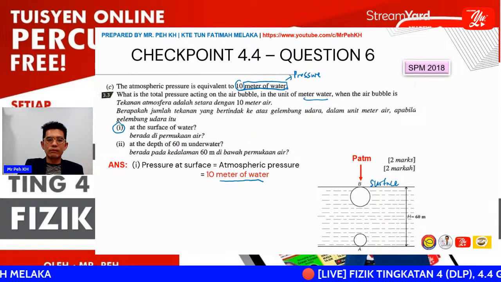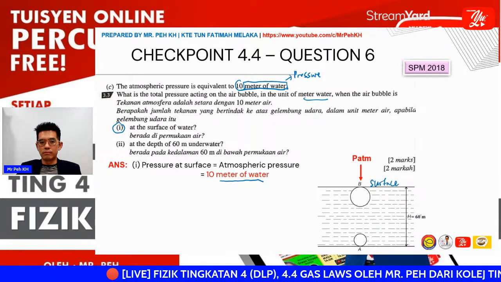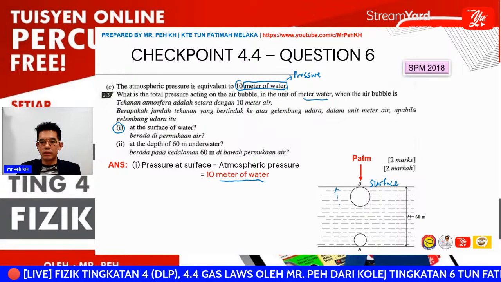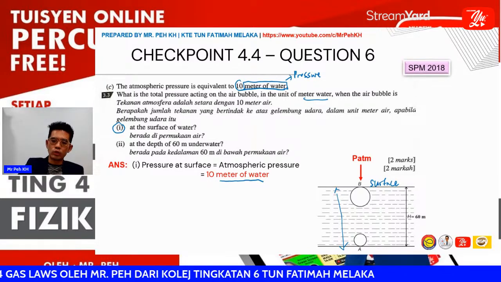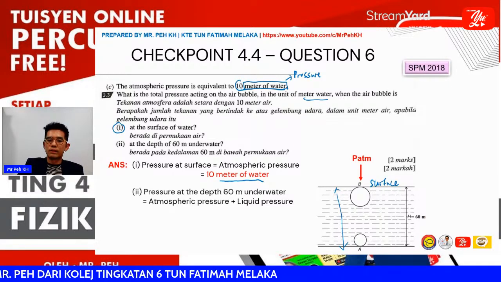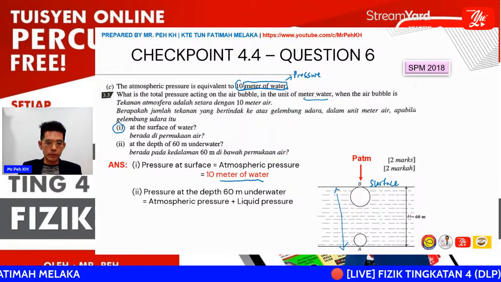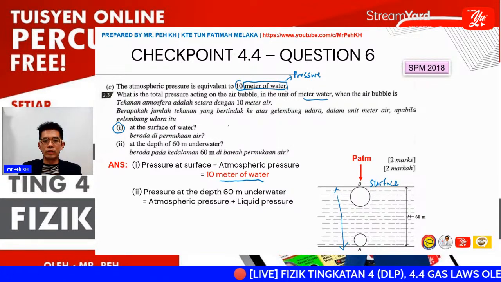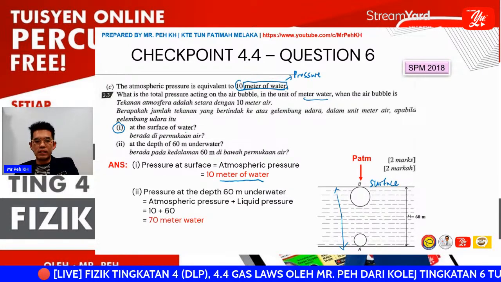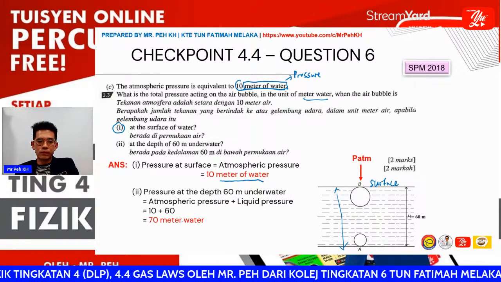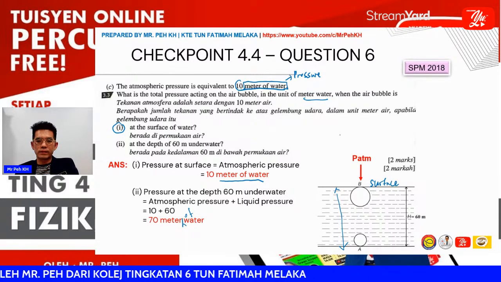Then the second one is at 60 meter underwater. That means here there is another pressure, which is known as the liquid pressure. This will be studied further in Form 5 Chapter 2. So here the total will be atmospheric pressure plus the liquid pressure of 60, so the total will be 70 meter of water. So this is the answer for the first part.